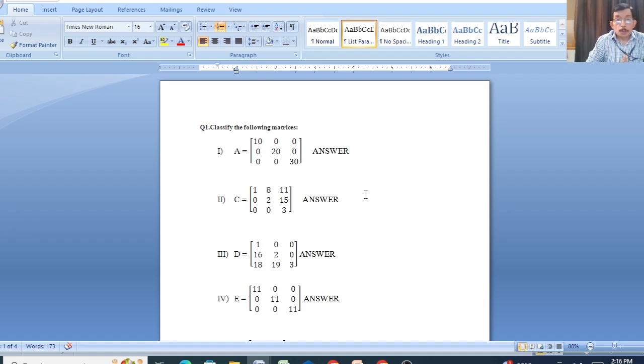The first question: matrix A is in the form of a square matrix, and the main diagonal elements are 10, 20, 30, and the non-diagonal elements are 0. Then which type of matrix is it?